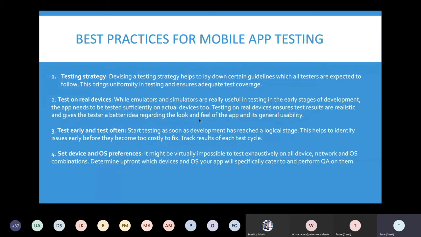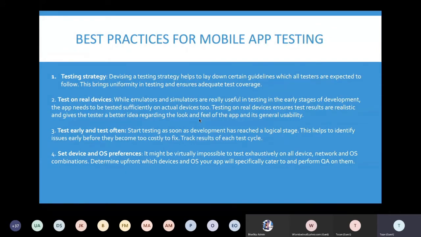Now you need to set your device and OS preference. We've looked at this where I showed you the list of Android API levels. You need to have a cutoff of where you are going to start testing from in terms of your devices, the operating system preference you're going to look at, and also the network combination. Determine upfront which devices and operating systems your app will specifically cater for, and perform detailed testing on them.